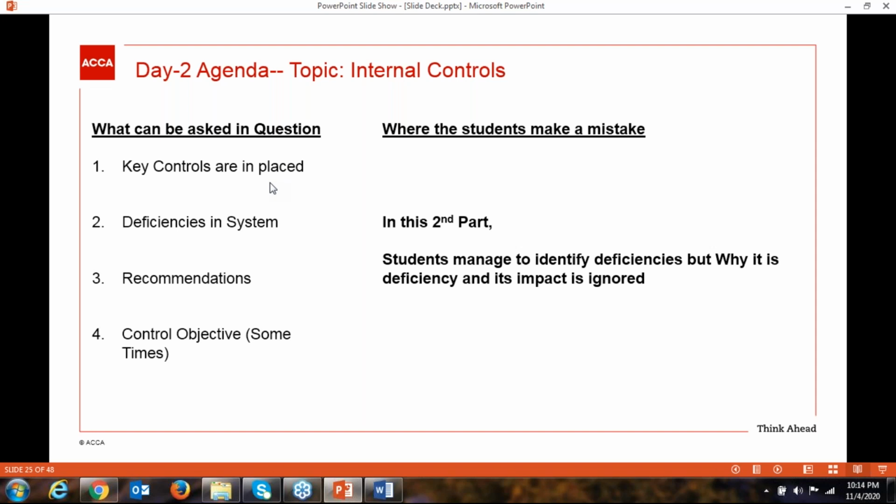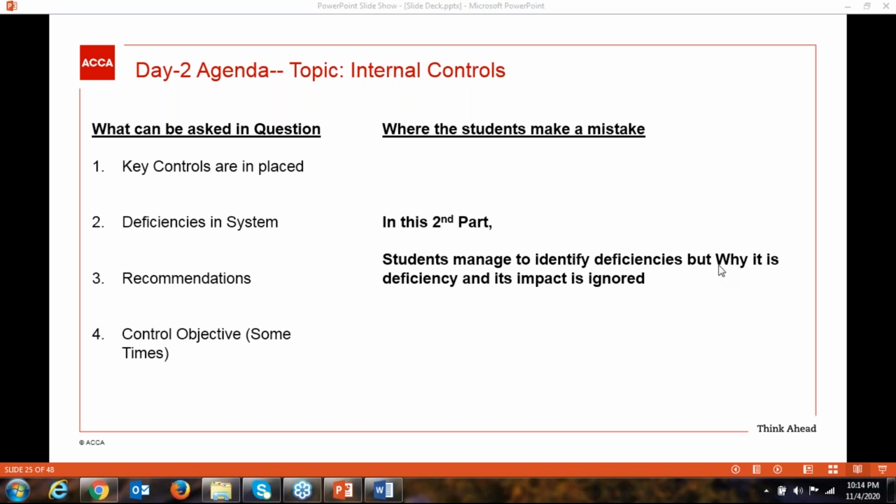So these are the key controls which are in place. These controls are placed by the management or by the auditor? You can use the chat box as well to give the answer. Yes, management. Everyone is right. So here you need to focus.